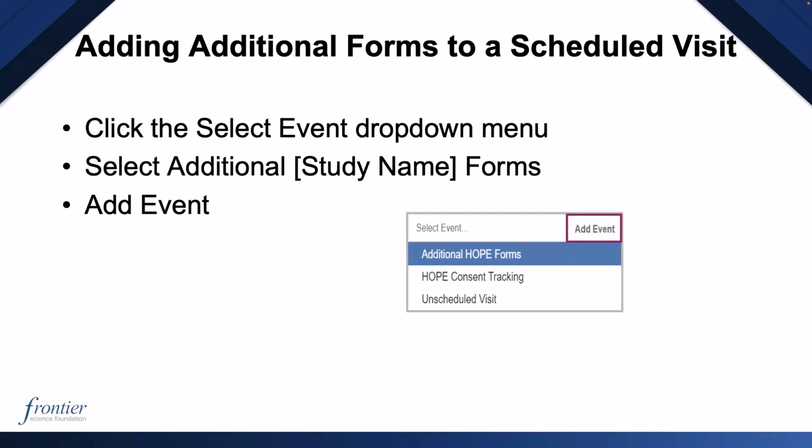It's also possible to add additional forms for a participant during a scheduled visit. You do this by going to that same menu, select event, and select additional forms, and then just click on add event.